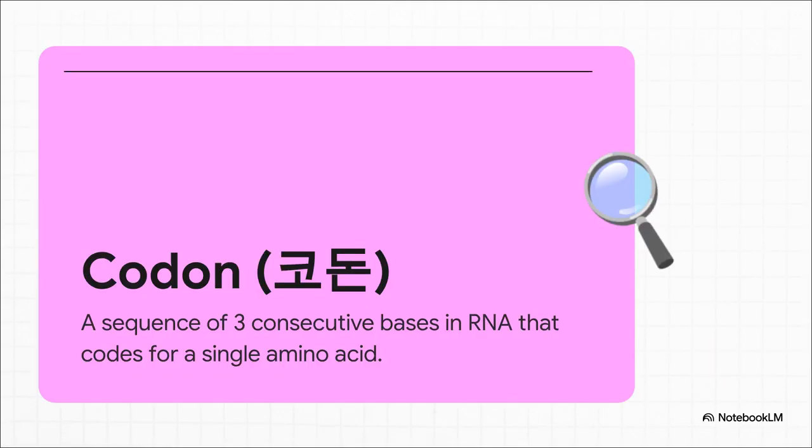And this 3-letter word, it has a name. It's called a codon. This is the fundamental unit, the basic word of the genetic code. When the cell's machinery reads that RNA strand, it reads it 1 codon at a time. GUA, then CCG, then AUU, and so on. And each one of those codons calls for one specific amino acid.